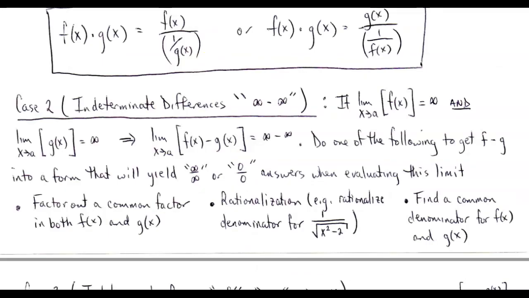So I want to look at what case 2 recommends. And remember, this was the one where I said that we could do a lot of different things, and the top three here would be factor out a common factor in both f and g. What else we could do is rationalize the denominators or find a common denominator in between f and g. And so this is going to be the suggestion that we're going to take for this particular example here. We're going to find a common denominator in between f of x and g of x.